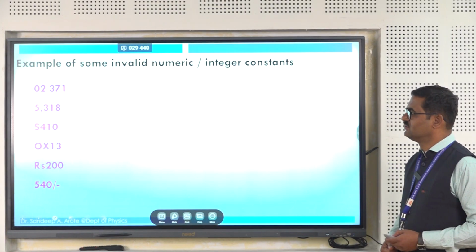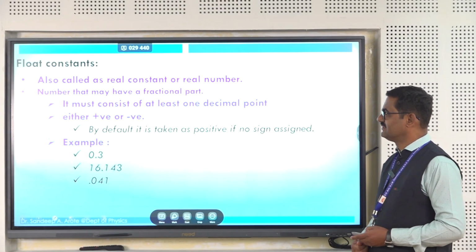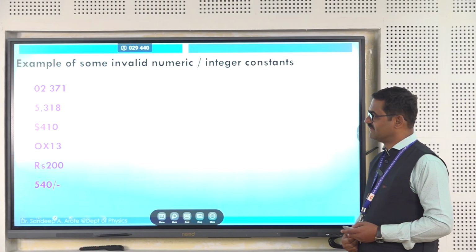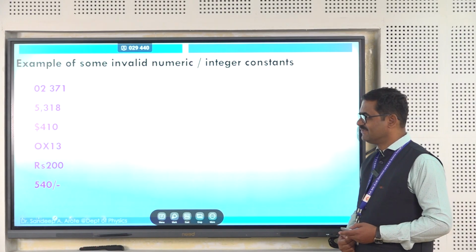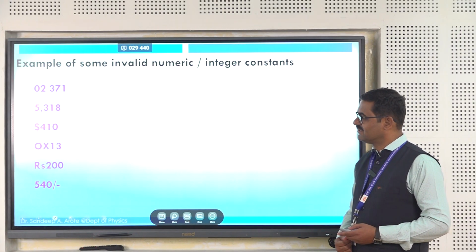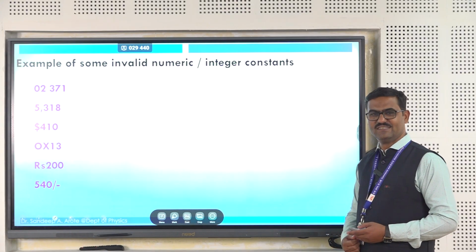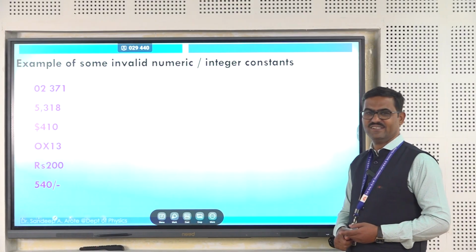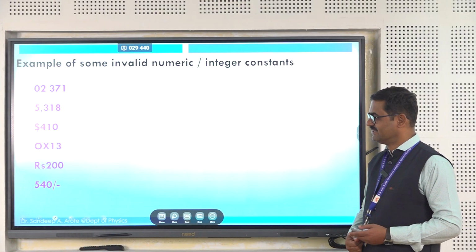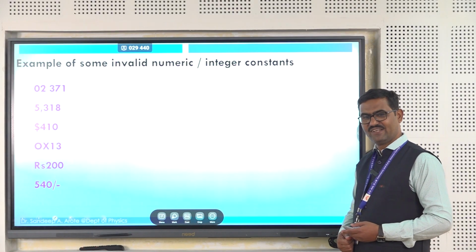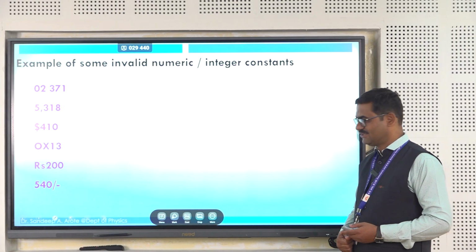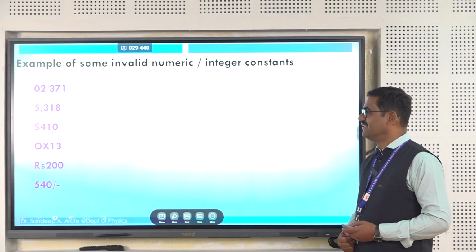The first is 02 371. Why is it invalid? Because it consists of a blank space. 5,318 is invalid because a comma is not allowed. Then $410 is invalid because the dollar sign is a special character, which is not allowed. Then 0x13 is also invalid. Why? Because that is not a 0, it is the letter O, and O is not allowed. Then RS 200 is also invalid because R and S are not allowed. 540 slash dash is also invalid because slash and dash are special characters, which are not allowed.